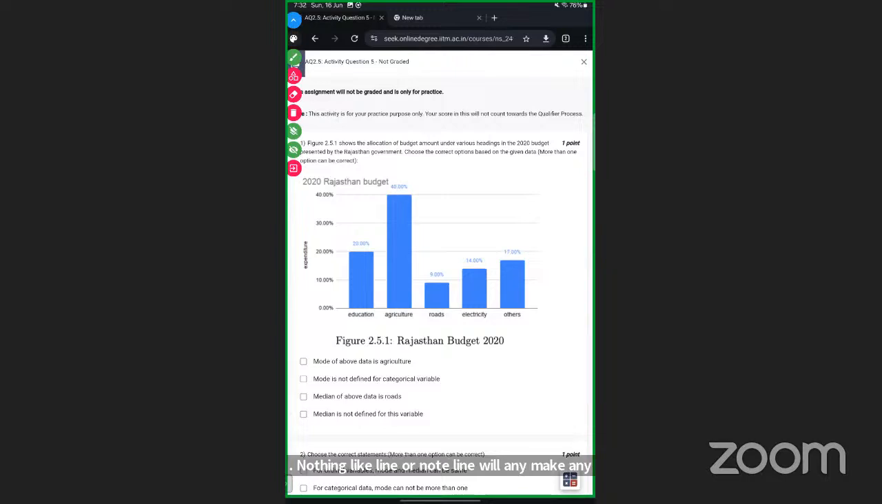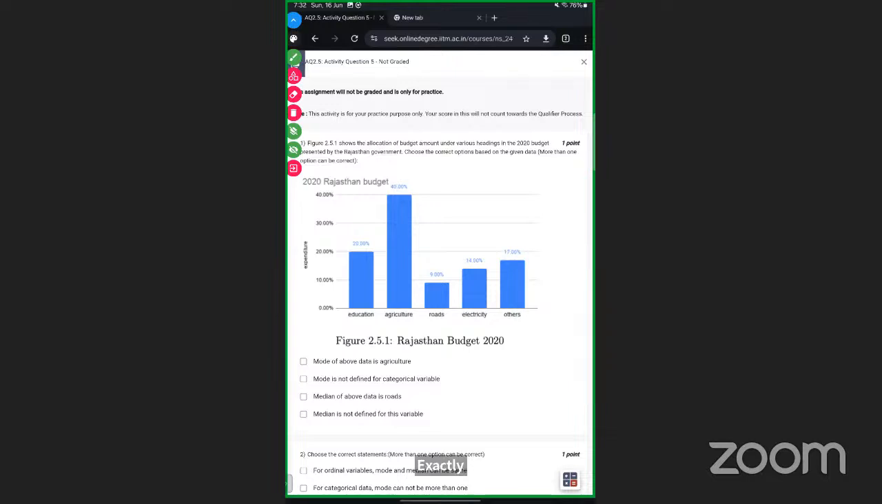Can you please repeat why median is not defined for categorical variable? What is not defined? Median is not defined for it. Sorry, what is not defined? Why median? Yes, sir, he's asking about median.